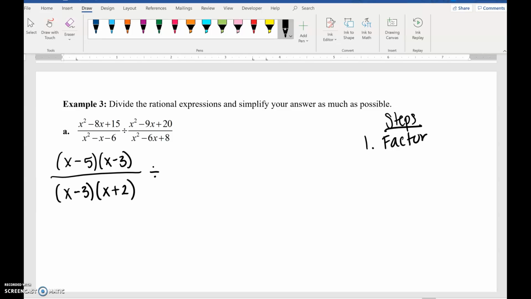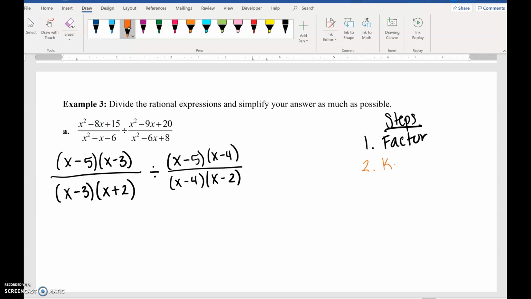And we're dividing by this one. Multiples of 20 that add to negative 9 would be negative 5 and negative 4. And then the last one multiplies to positive 8 and adds to negative 6. Well, that would be negative 4 and negative 2. All right, so now we've factored. Woohoo! And now, before we start crossing out, we have one itty bitty step we have to do in between, and that is your keep, change, flip.